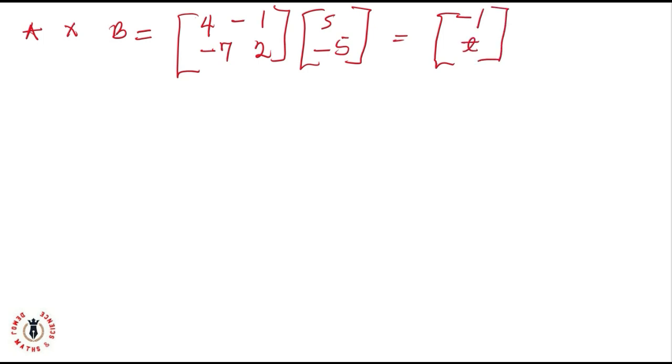Now, to multiply matrices, I'll be picking the first row. I'll be multiplying this column. Obviously, matrix B has just one column.